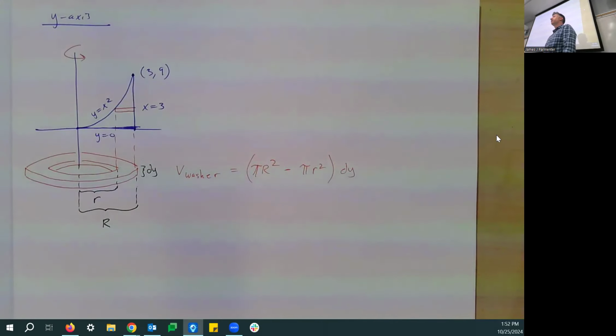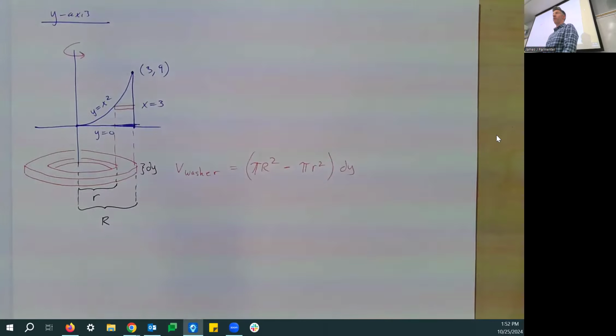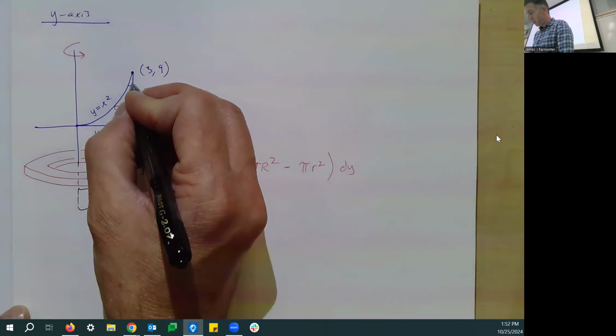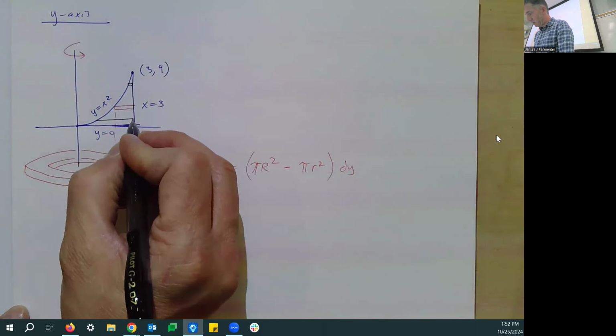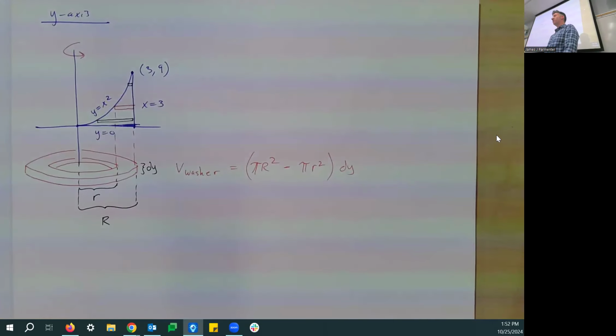Okay, so my larger radius is just 3, right? We're 3 away from the axis of rotation all the time for this larger one. My inner radius is variable, right? If I drew it up here, it'd be different than if I drew it down here. And now here's the trick question. What's the inner radius?